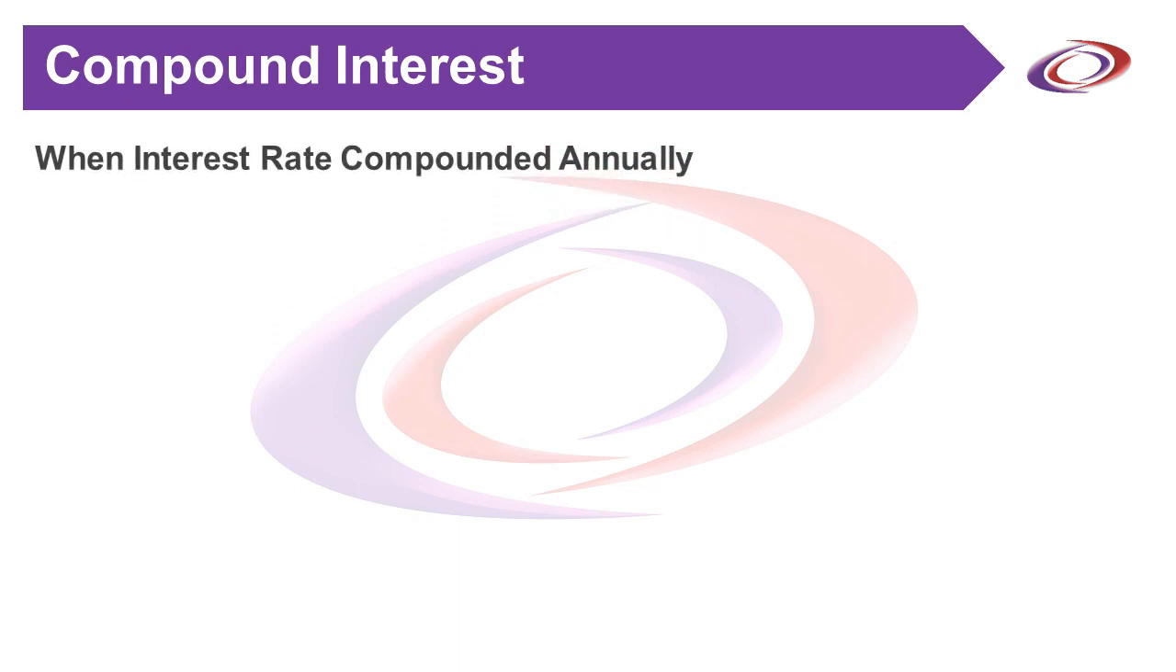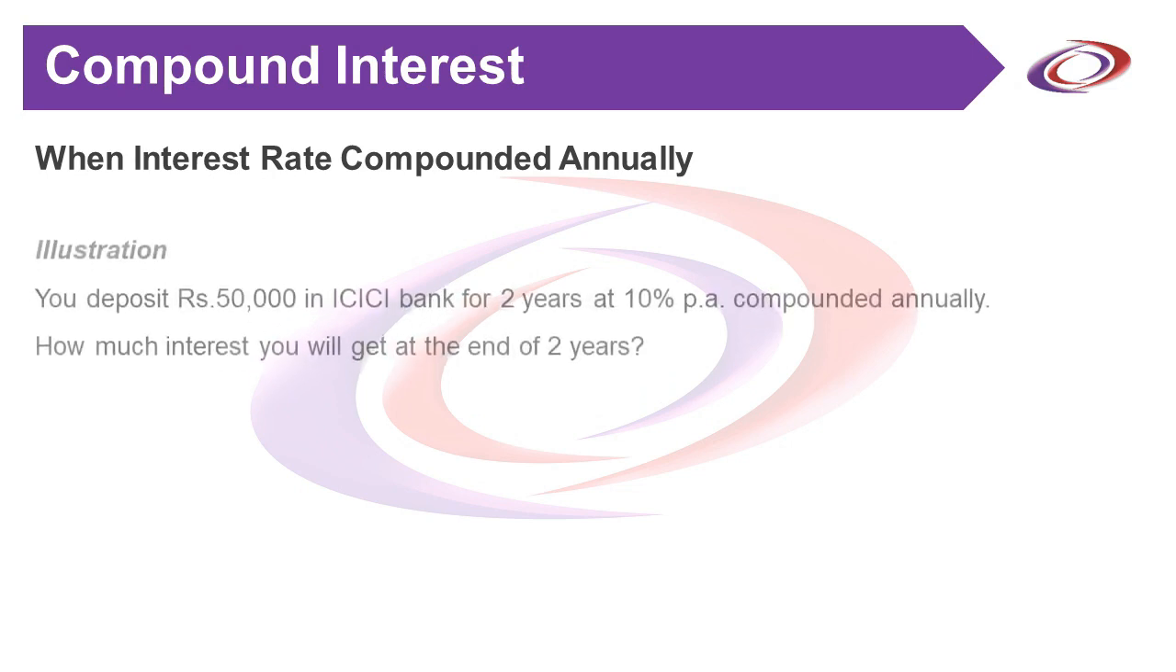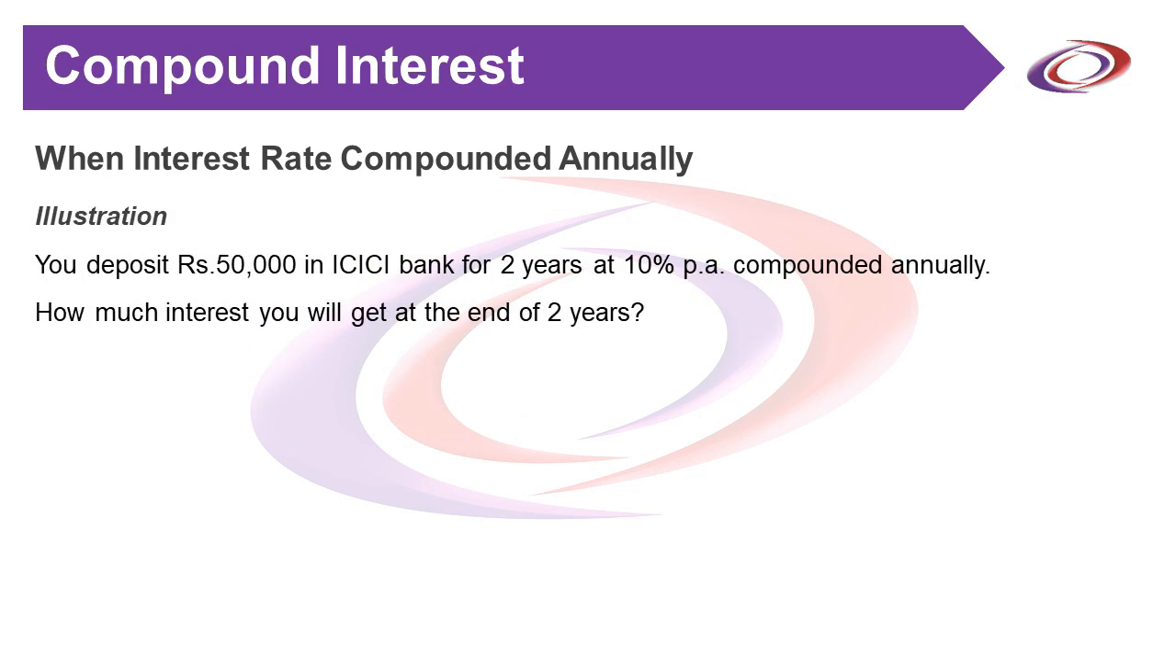So let's discuss first when interest is compounded annually. Suppose you deposit rupees 50,000 in ICICI Bank for 2 years at 10% per annum, which is compounded annually. What would be the interest amount after 2 years? Have you noticed here in the question? It is mentioned that the interest is being compounded annually.